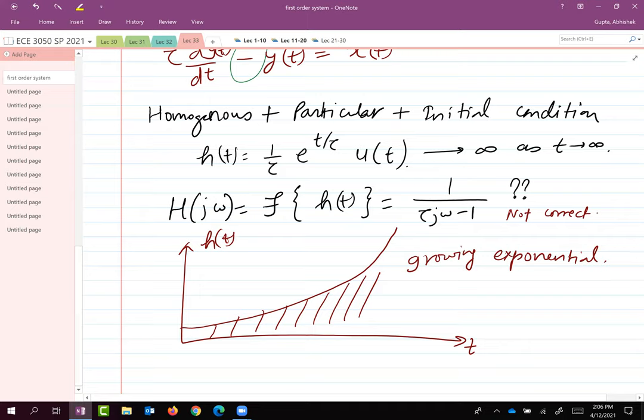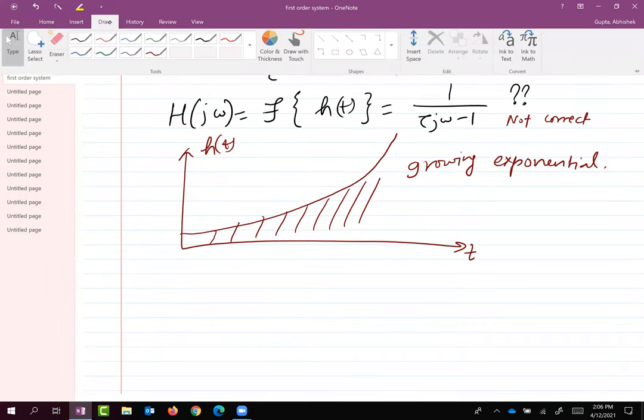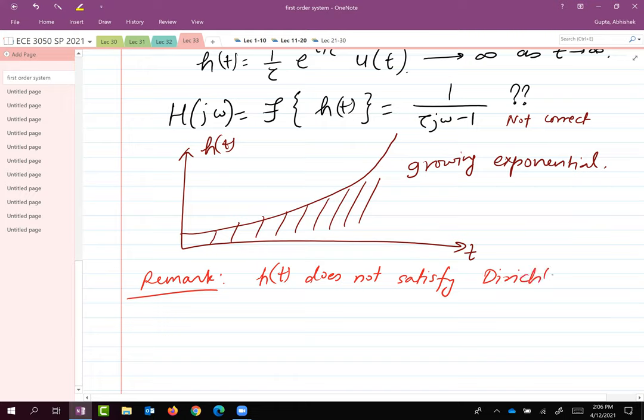One of the Dirichlet conditions is that the area should not approach infinity. Perfect. Yeah. So h of t does not satisfy the Dirichlet condition. That's right. So the observation is h of t does not satisfy Dirichlet's conditions.